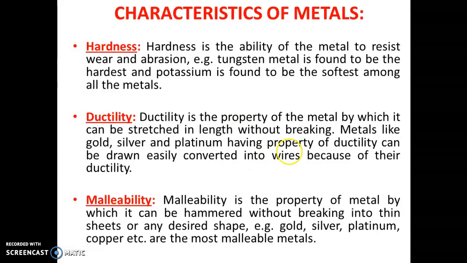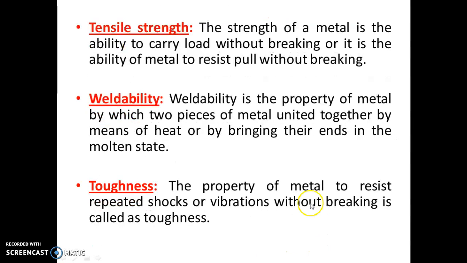The next property is malleability. Malleability is a property of metal by which it can be hammered without breaking into thin sheets or desired shape. For example, gold, silver, platinum and copper are the most malleable metals. The next important characteristic is tensile strength. The strength of the metal is its ability to carry the load without breaking, or the ability of the metal to resist pull without breaking. So this is another important characteristic.